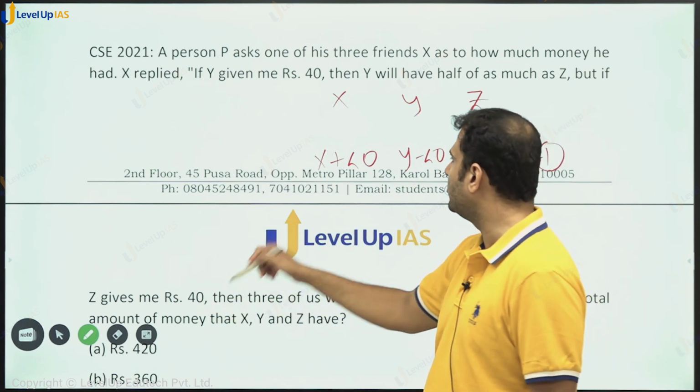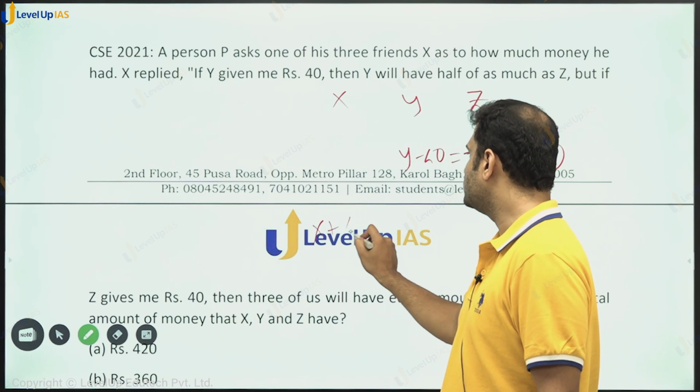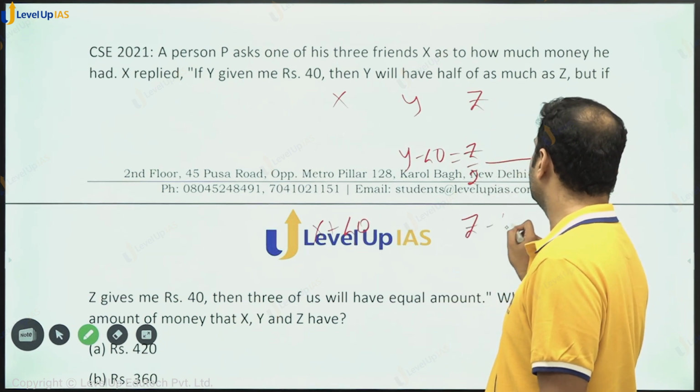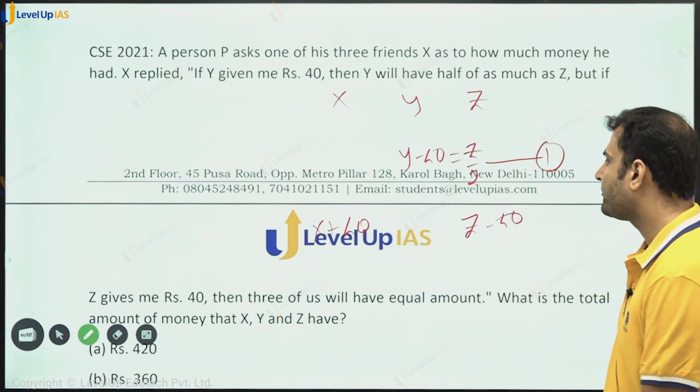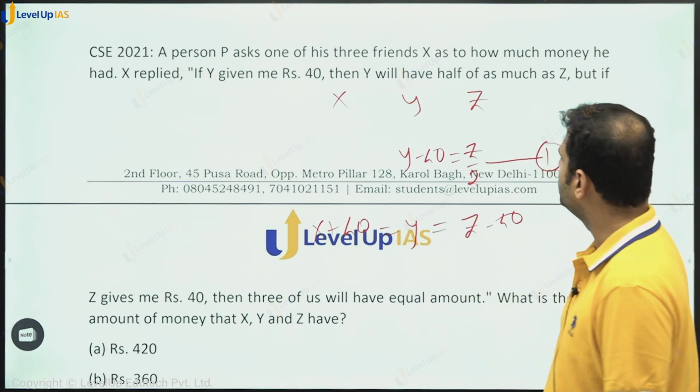But if Z gives me 40, now Z gave this one 40, so this becomes Z minus 40. If Z gives me 40, then all three of us will have an equal amount. So this is equal to Y is equal to Z.